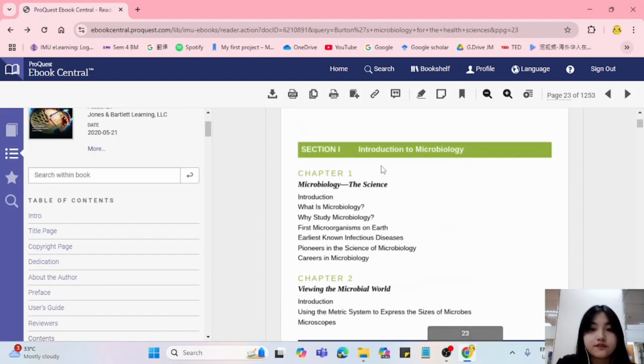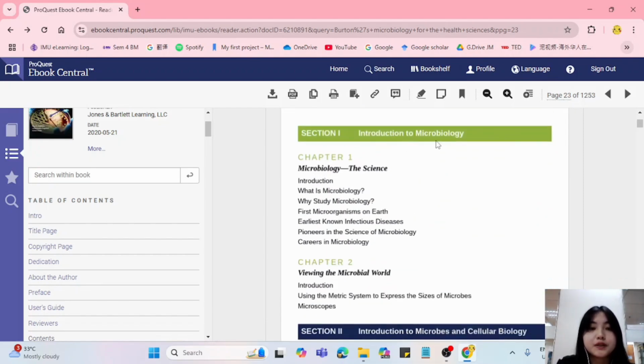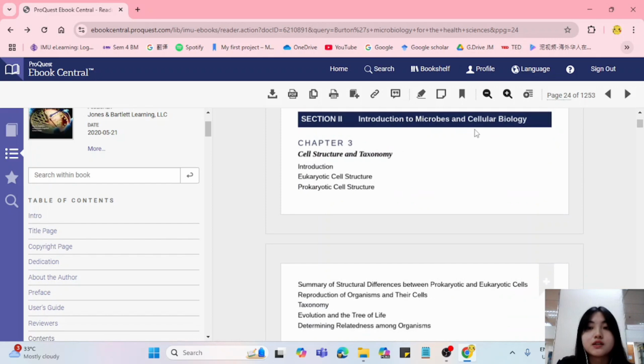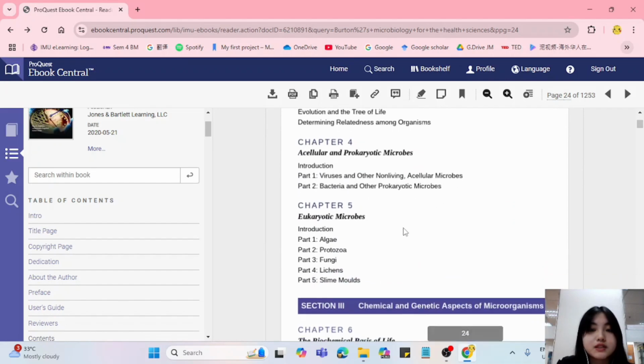Under the first section, Introduction to Microbiology, it provides an overview of microbiology and expresses the size of microbes using the metric system. This foundational section sets the stage for understanding the role of microbes in health and disease. Next, section 2, Introduction to Microbes and Cellular Biology, discusses the cell structures and taxonomies of prokaryotic and eukaryotic cells, and further explores acellular and prokaryotic microbes in chapter 4 and eukaryotic microbes in chapter 5.